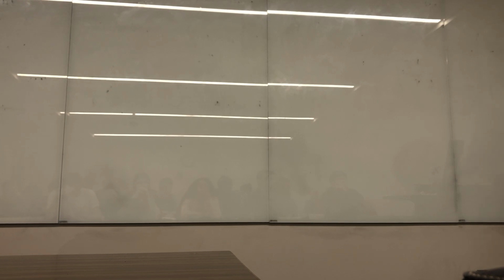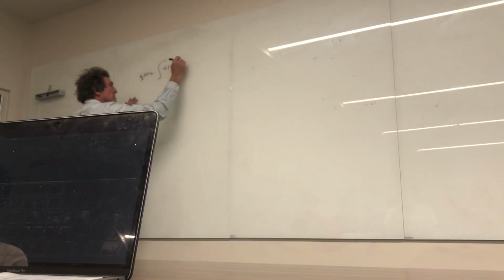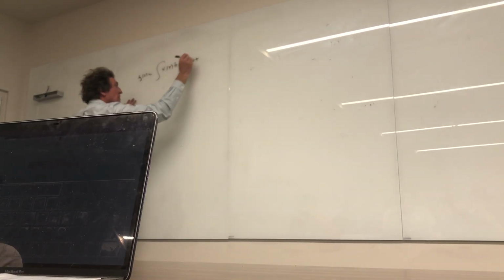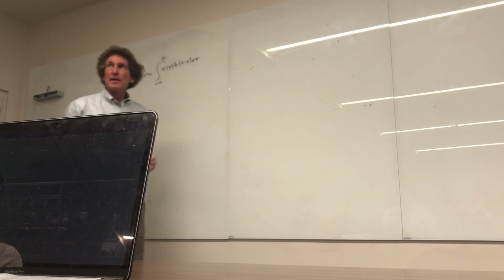Now, on to the next thing. Staying on this topic of convolution, remember, I'm going to put down equals the integral of x of tau times h of t minus tau, d tau, from minus infinity to infinity. That's the definition of convolution.